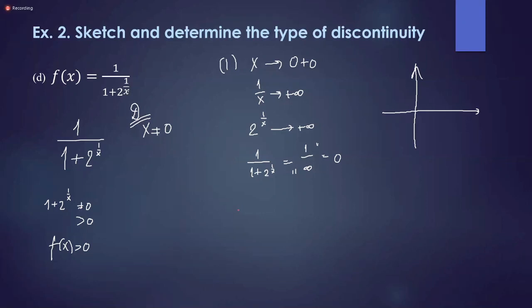Now, the second part, let's consider the second. When x tends to 0 minus, so to 0 from the left. Let me remind you that the function is always positive. The function is always positive because powers of 2 are always positive. That's how I knew that it must approach from above. That's how I know that it's coming from the positive part, not from the negative part.